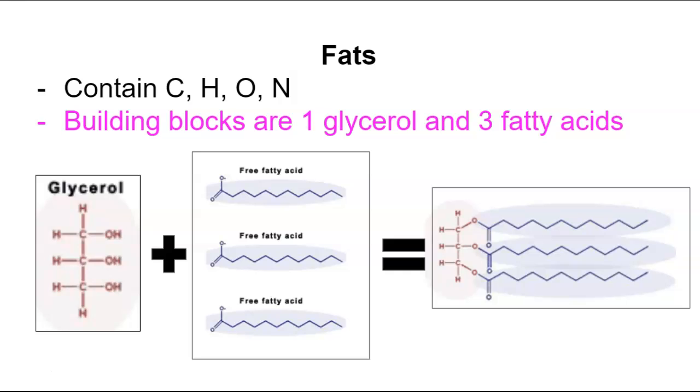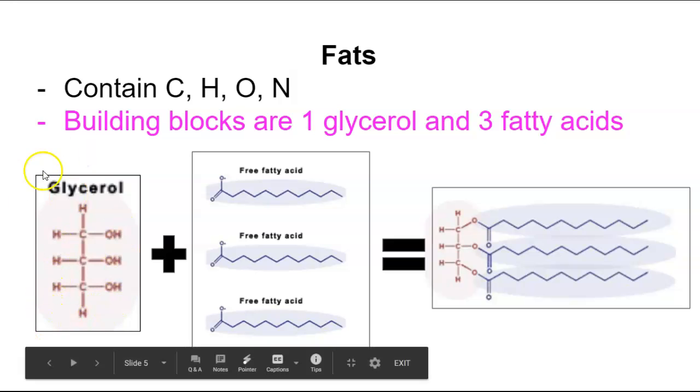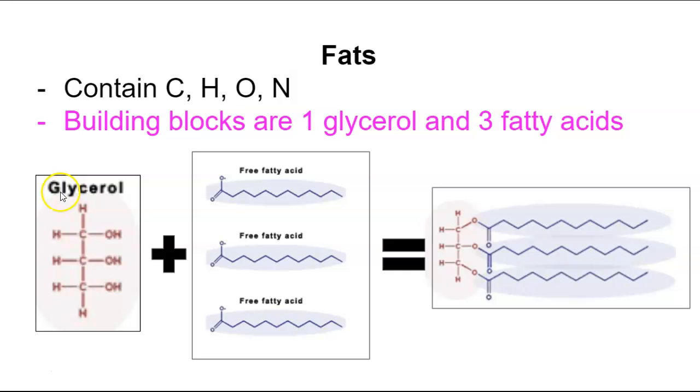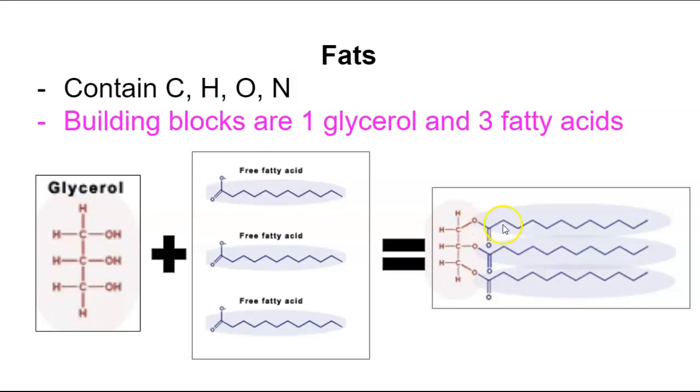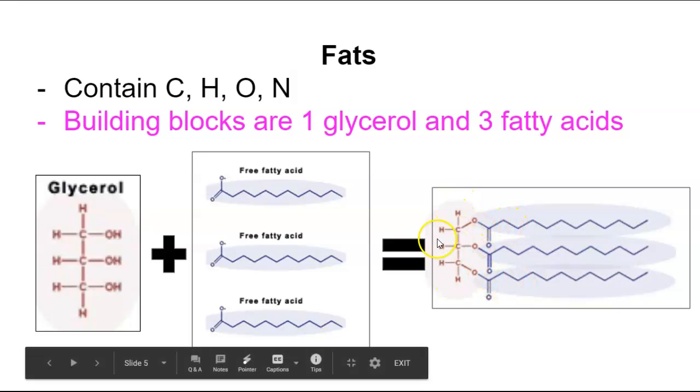The building blocks of fats. We've got a couple different building blocks. So the first one is glycerol. And then to that, we add 3 fatty acids here. So 1 glycerol plus 3 fatty acids equals a fat. You can see that glycerol here and the 3 fatty acids. Sometimes we say that this kind of looks like a letter E because of those 3 fatty acids there.